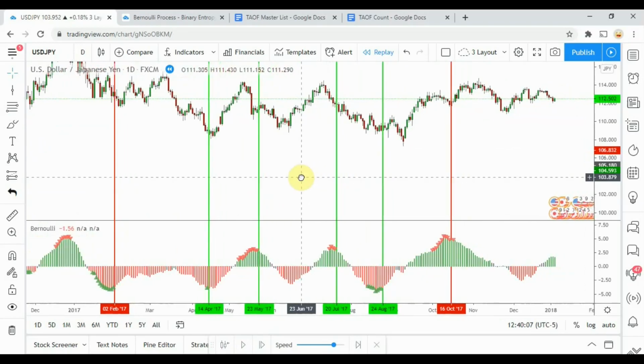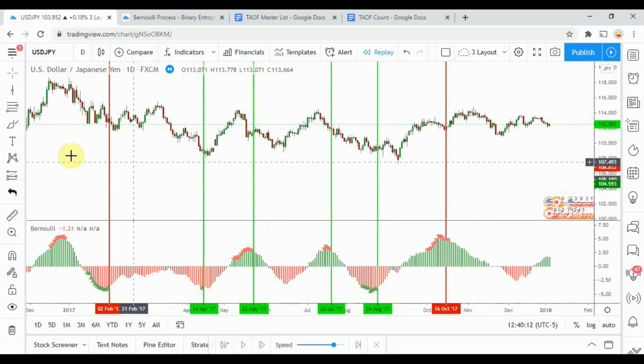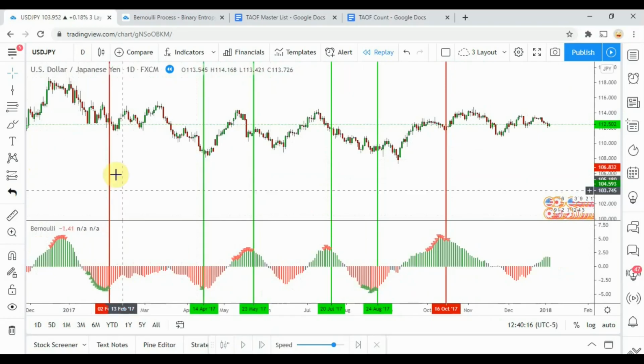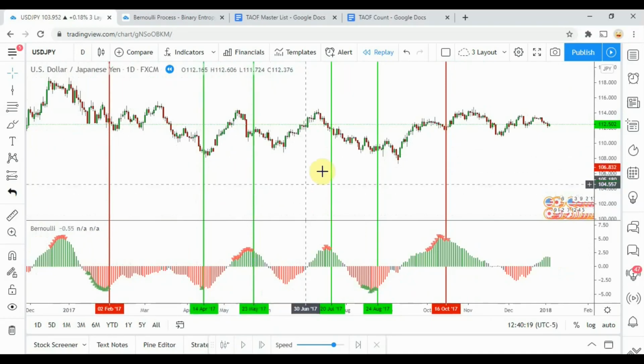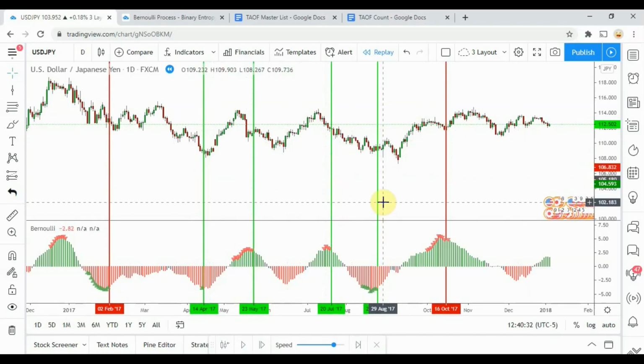All right, so there we have it. That is all the trades for the year. Let's go ahead and add them up and see what we get. So we have 1, 2, 3, 4, 5, and 6. So we get 6 signals all together. And we have 1, 2, 3, and 4 wins. And so that is going to meet the 60% criteria.